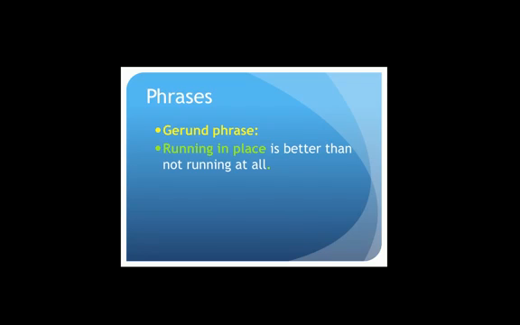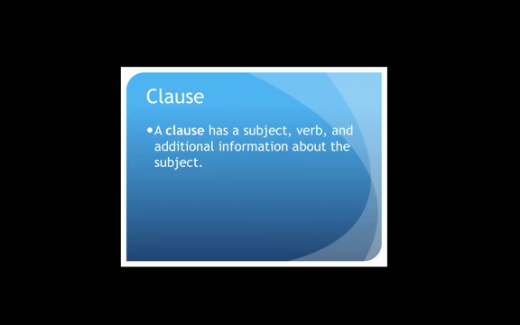And notice when you have a gerund, often we have information about the gerund after the gerund. You could have a verb phrase, she works hard for the money that they pay her, where hard tells us how she works. Now, a clause is different from a phrase because a clause has a subject, a verb, and additional information about the subject.